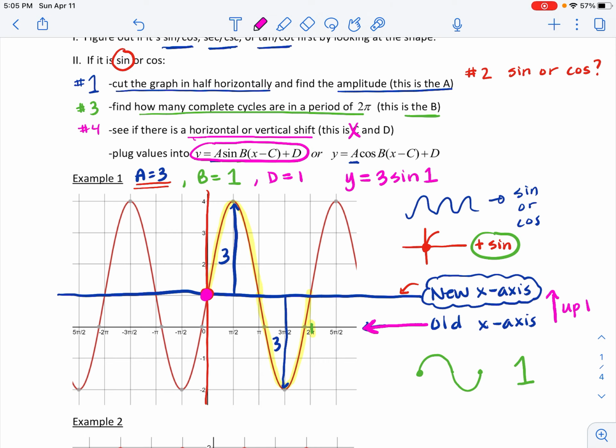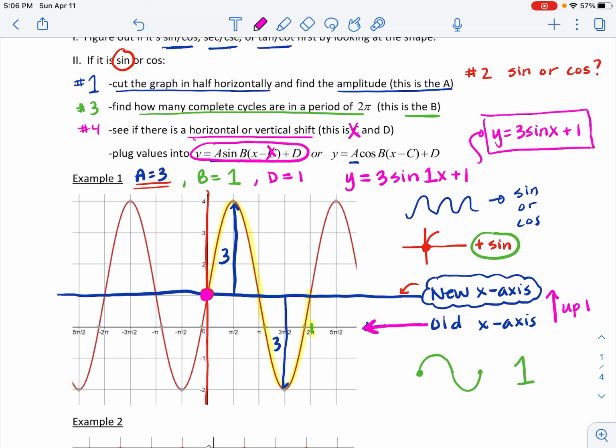And then, remember, that we didn't have a C this time, right? Because it didn't move right or left anywhere, so it's just 1x. You don't have to put a minus anything, okay? And then plus D. My D was 1, so I'm going to put plus 1. And if you want to clean that up a little bit, that's going to be the same thing as y equals 3 sine of x plus 1. You don't really need that 1x in there because 1 times x is just x, okay?